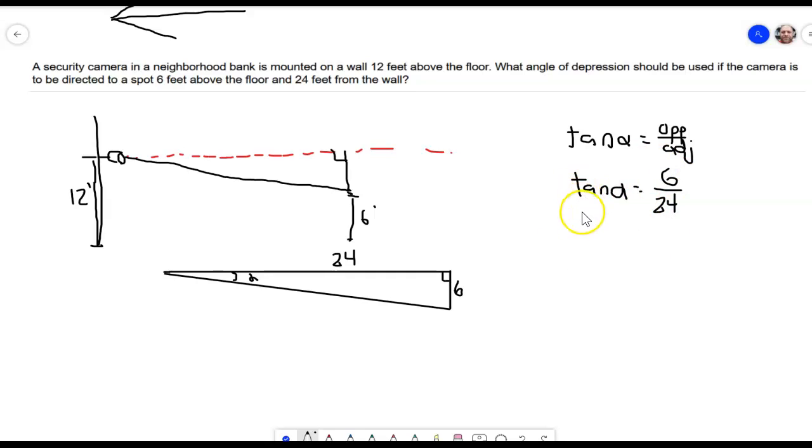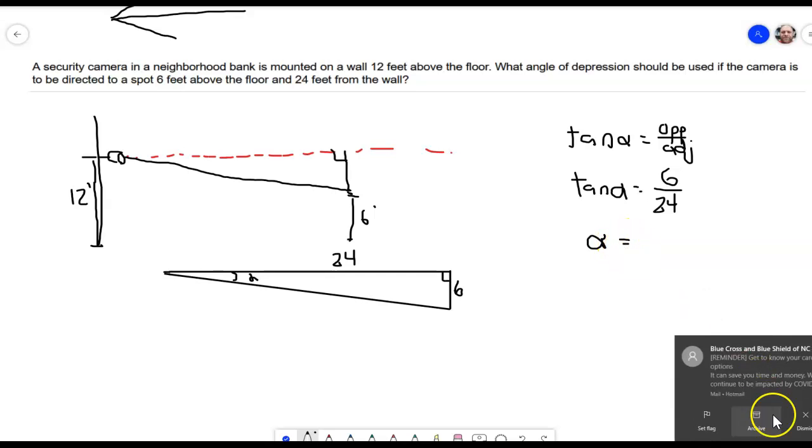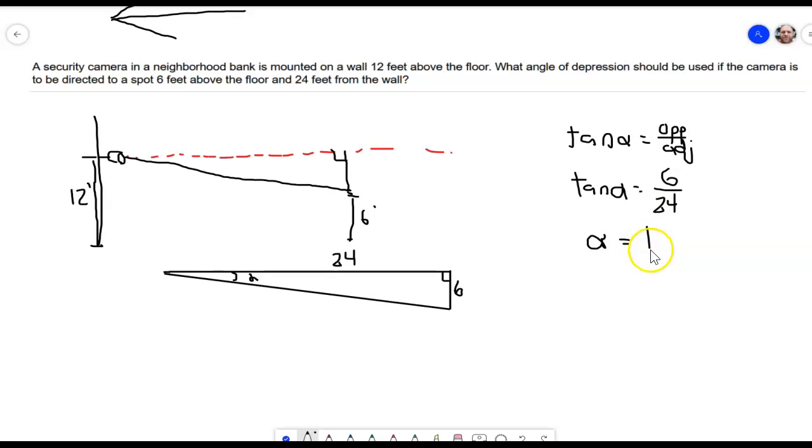Now, one thing that hopefully we've learned in this section is that we need to isolate this angle. The way that we do that is we apply the inverse trig function to both sides. In this case, it would be the inverse tangent to both sides. The inverse tangent of the tangent would just leave us alpha on this side. And on this side, we're going to get the inverse tangent, tangent to the -1 of 6 over 24.